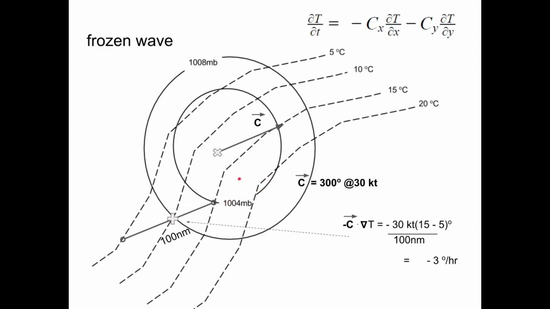And that makes sense. If this was just moving off towards the northeast, then we would get these lower temperatures moving towards our location here. So this is using a center difference method to estimate the temperature gradient at this little plus sign. And that's a way we can use the frozen wave hypothesis to estimate the local time derivative, ∂T/∂t.